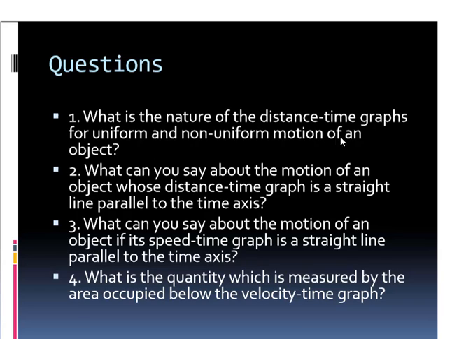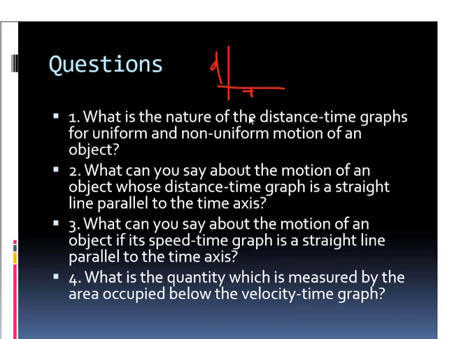What is the nature of distance time graph for uniform and non-uniform motion of an object? So this question you try, I think you must have tried it on your own. What is the nature of distance time graph for uniform and non-uniform motion of an object? To understand this one, see what is a distance time graph. If I draw a diagram here, this is distance, this is time.